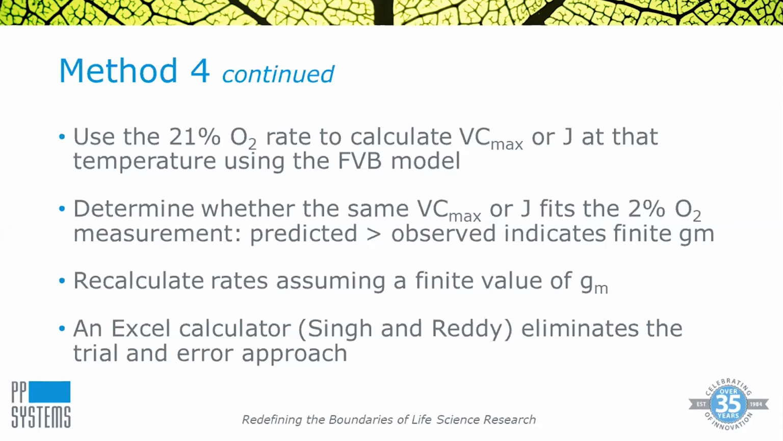That can be done just by trial and error. But there's also an Excel calculator, which is, again, an open access publication, and I'll give you that reference later. That just speeds things up. It eliminates the trial and error approach, so it comes quickly to a solution of what the GM value is, which makes the model fit both the rate of assimilation at 21% and the rate at 2%.